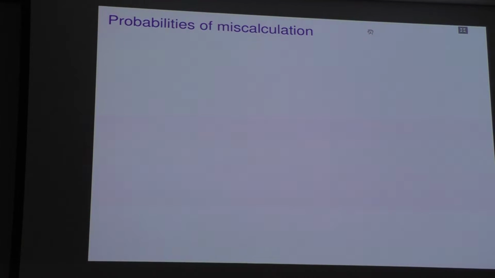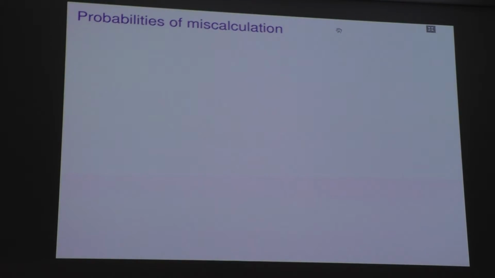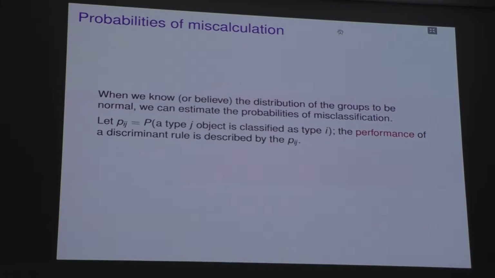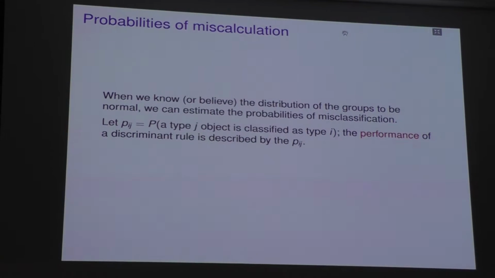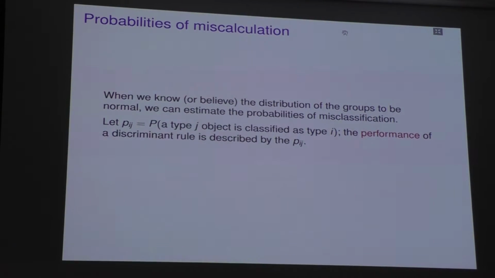So because we're assuming that everything is normally distributed, we can make extra calculations which involve the explicit distribution function of the normal distribution, and we can actually work out how likely it is, if say we're predicting it's in class 1, how likely it is that we're misclassifying it.